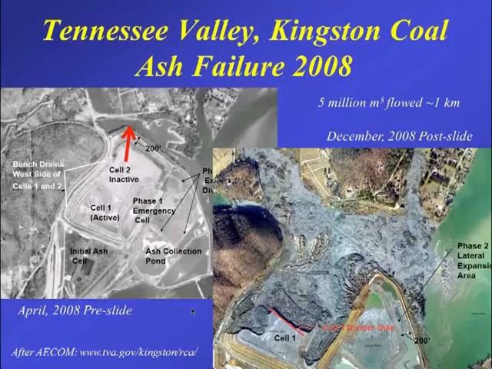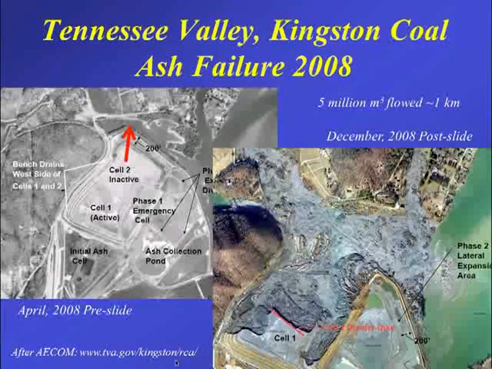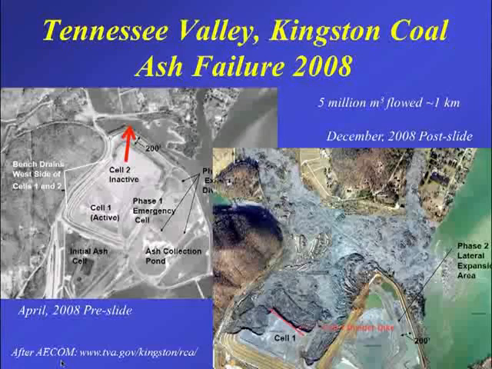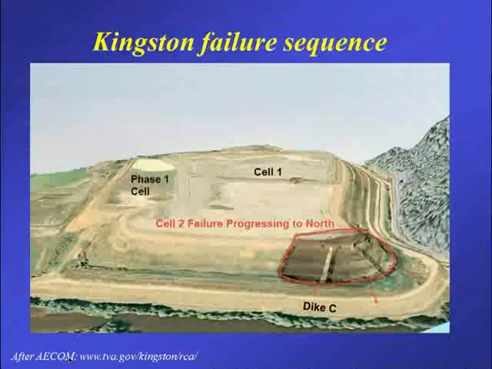Now what I'm going to show you is some images that are all available on the website. The Tennessee Valley Authority is a government authority, and so everything is in the public domain from their website. And AECOM was hired to do a root cause analysis of the failure. And so all of the next few slides are taken from AECOM's data that's on the Tennessee Valley Authority website. And AECOM did a nice job generating a number of slides that tried to illustrate how the mechanism occurs.